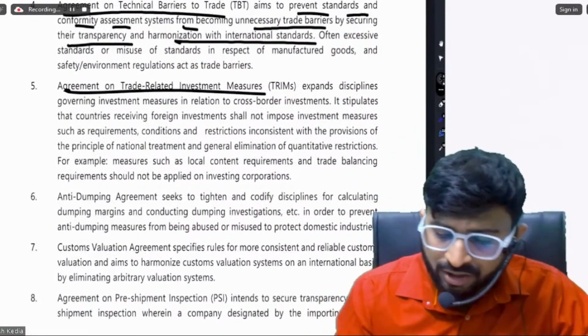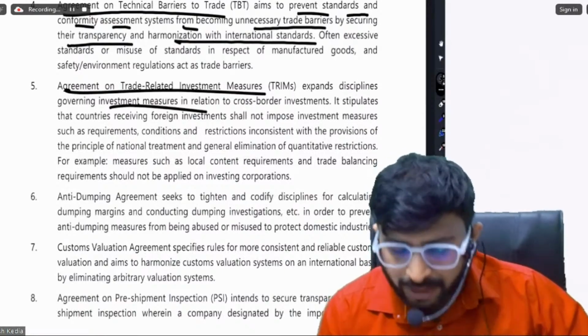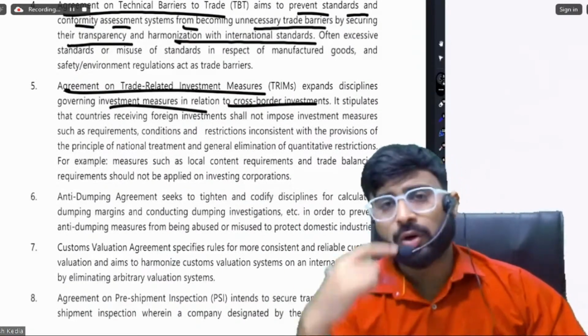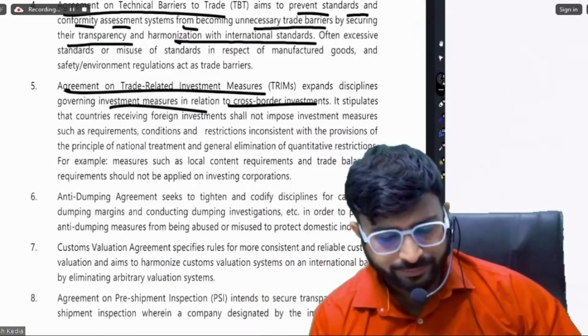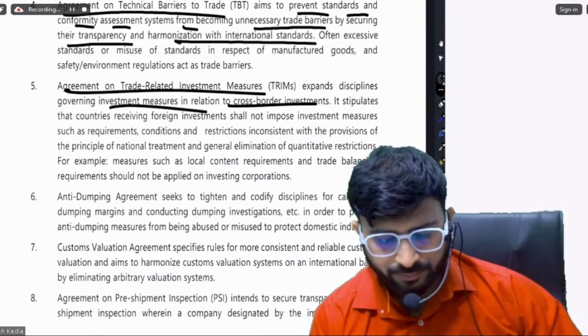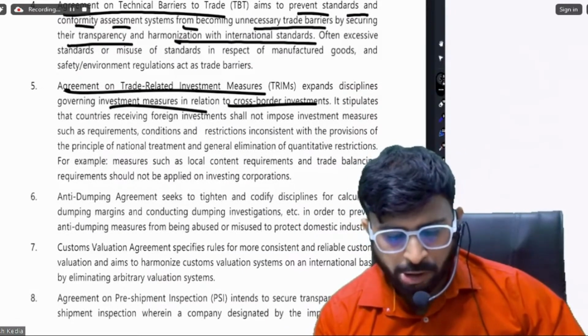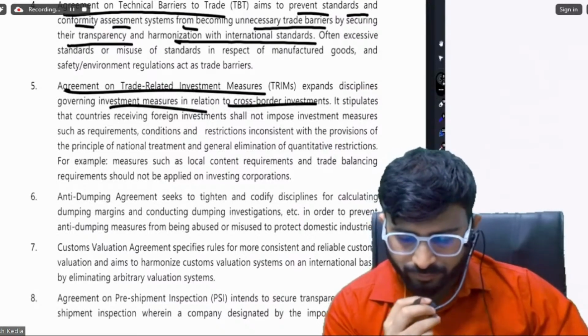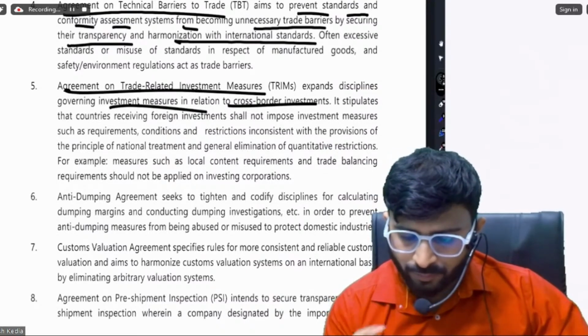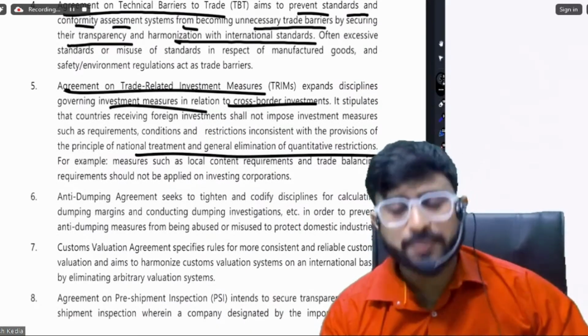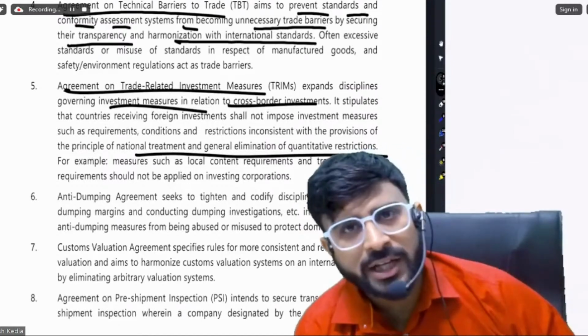Friends, similarly, TRIMS talks about investment measures related to investment in other countries. There should not be any steps taken.